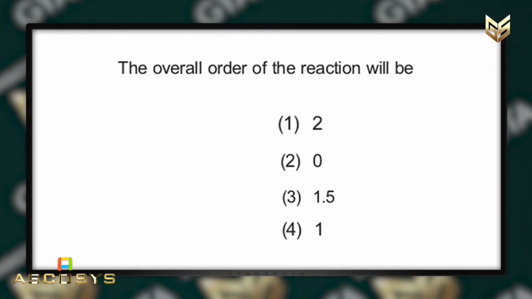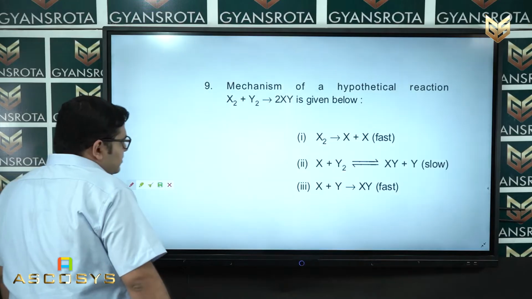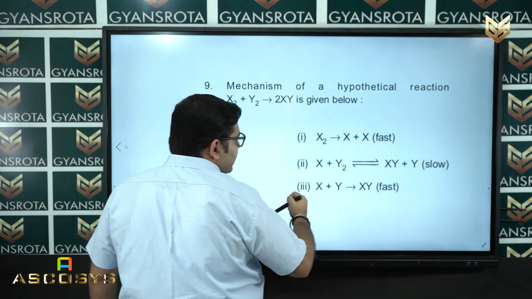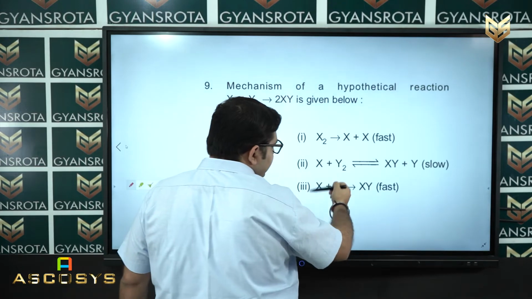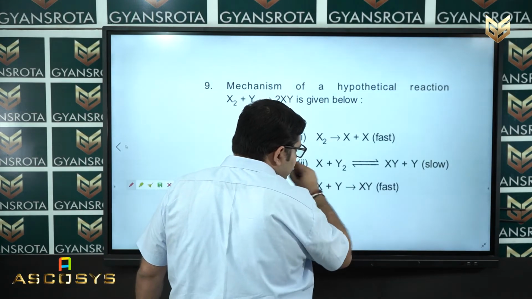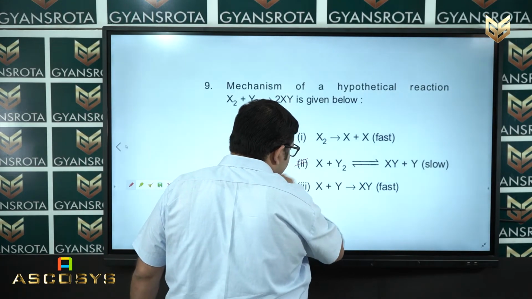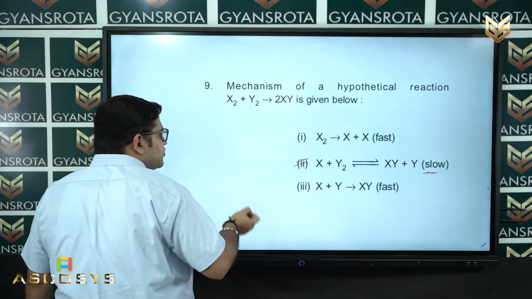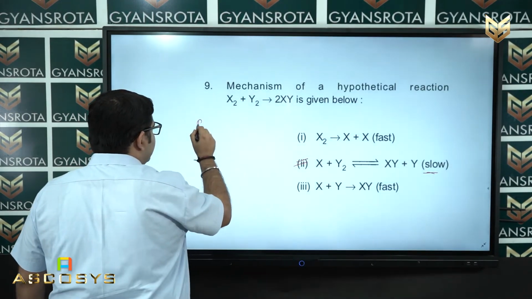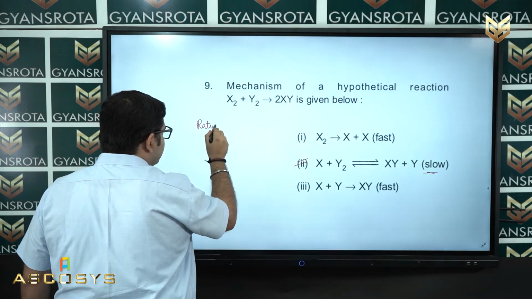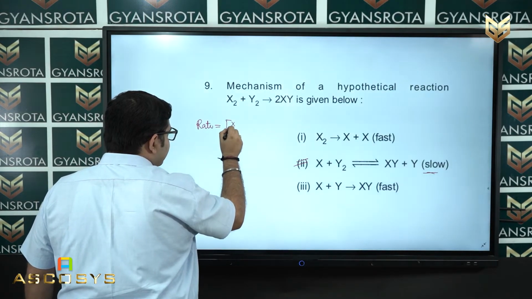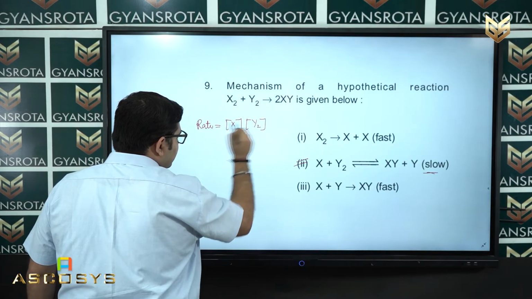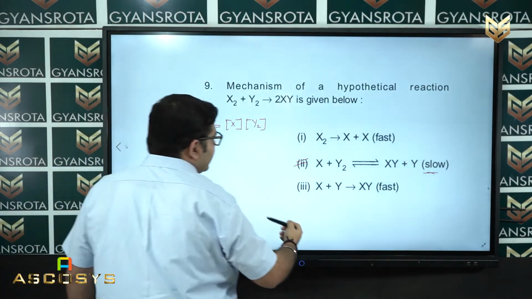So now we are moving to the solution part. First of all, find out the rate. Three steps are there. From which step will we get the rate? We will get the rate from the second step, because the second step is your slowest step. So how to find out the rate? Rate is equal to k times X and Y2. So this is the rate of this reaction.